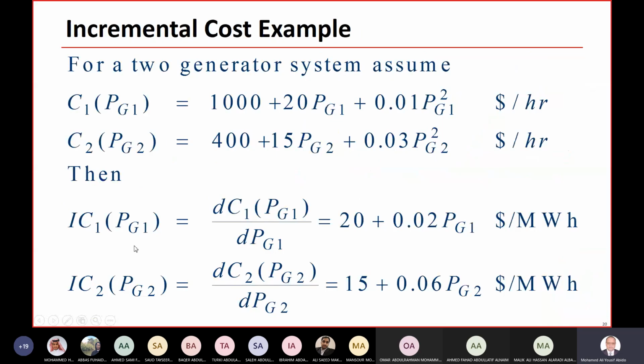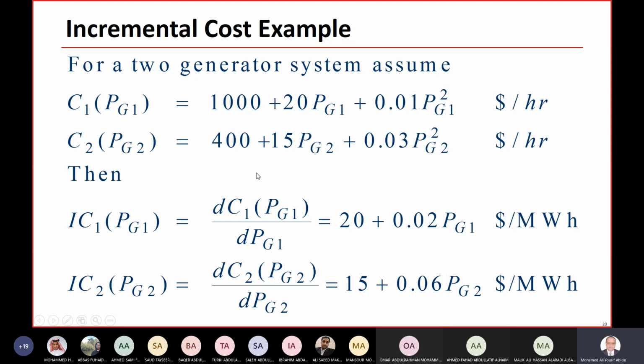Okay. This is just a very simple example, probably we covered it last class. For a 2-generator system, assume the cost of the first generator is a function of PG1 equal to this, and the cost of the second generator is equal to this function. To get the incremental cost of the first generator, you just take the derivative with respect to PG1. So it becomes 20 plus 2 times 0.1 PG1.